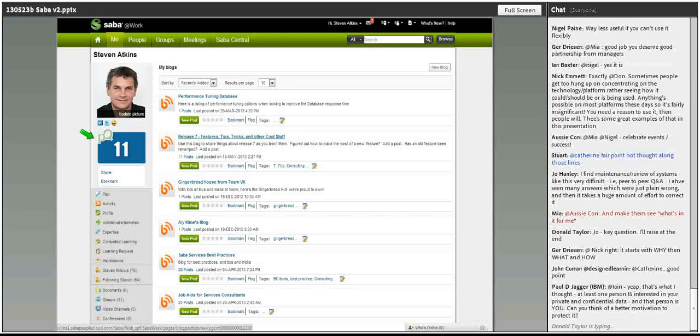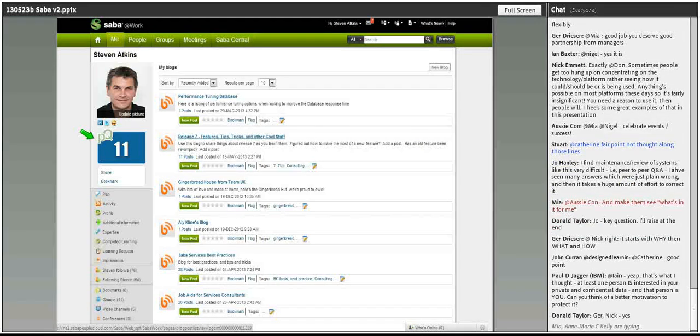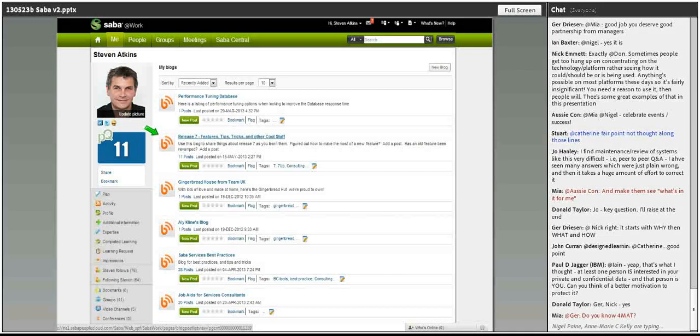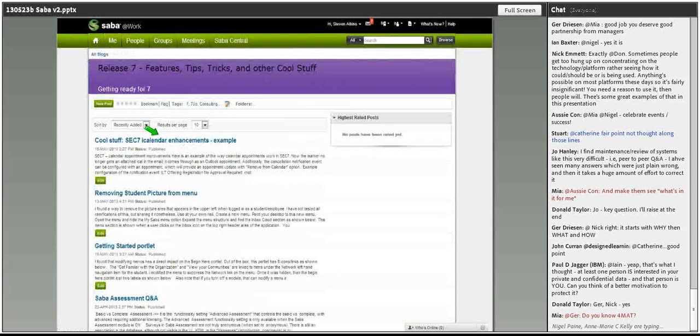And finally, just a couple of things from my profile. We support that informal learning. So how have I done? And Clive mentioned that blogging. Well, we support blogs within here, and this is a couple of blogs that are available for me to look at. I've picked one here, which is the Release 7 features, which is one of our technology stacks.